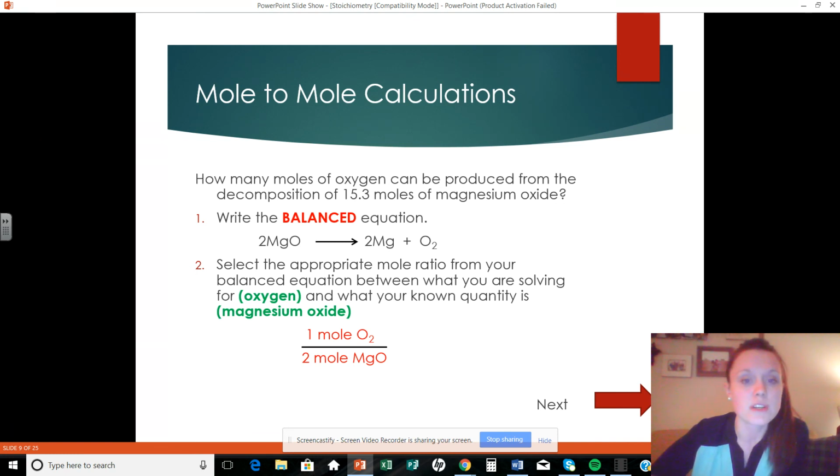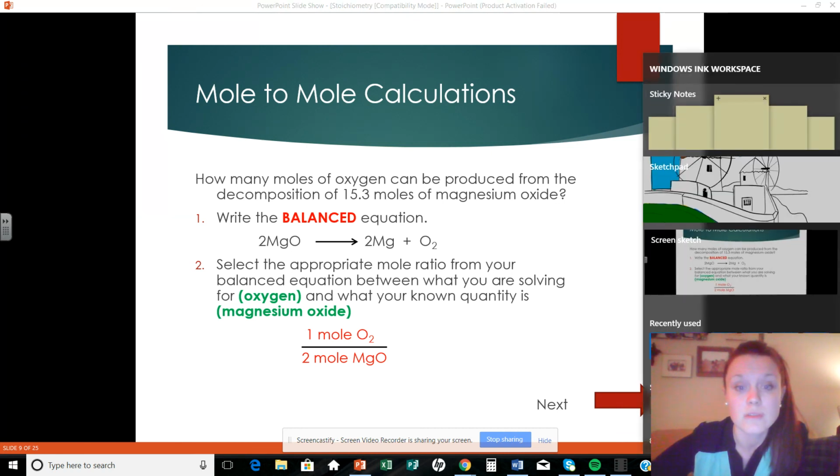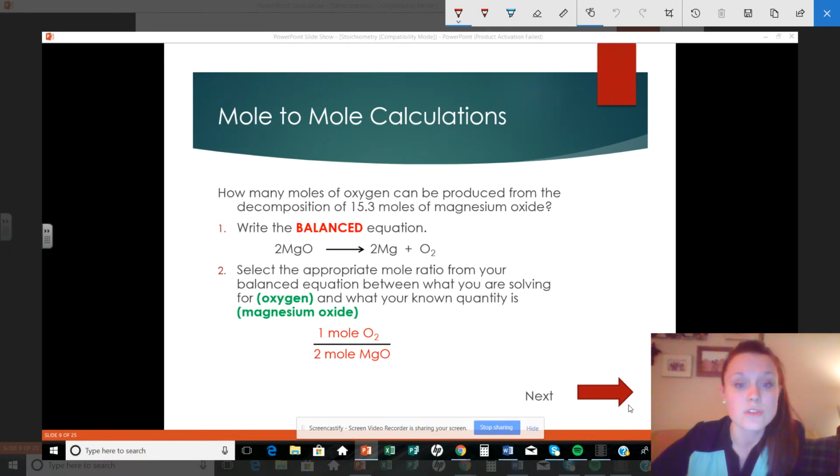Here's our example question. It says, how many moles of oxygen can be produced from the decomposition of 15.3 moles of magnesium oxide? Sounds like a complicated question, sounds like it'd be really hard to solve, but it's actually not that bad, okay? The first step in any mole-to-mole stoichiometry calculation is writing a balanced chemical equation. So anytime you are given a stoichiometry problem like this, the first thing I want you to do is write out a balanced chemical equation.